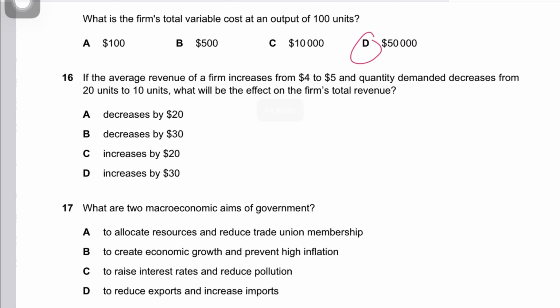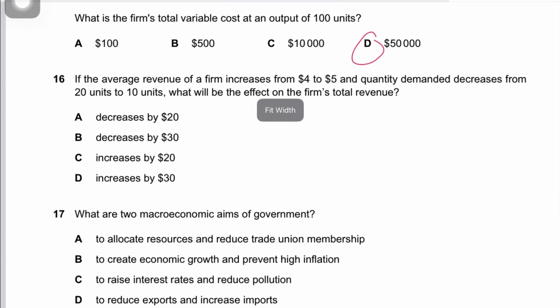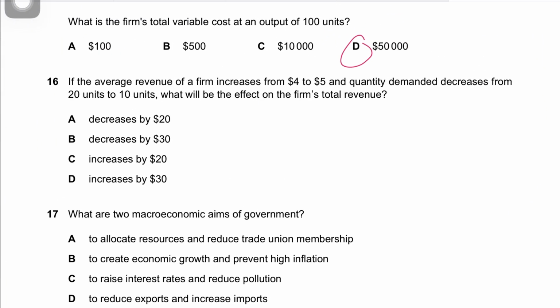Question 16: if the average revenue of a firm increases from 4 to 5, and quantity demanded decreases from 20 to 10, what will be the effect on total revenue? Pretty simple. What is the formula for total revenue? Total revenue would be average revenue times the quantity. Average revenue is total revenue divided by quantity, right? So if you want to find total revenue, you multiply average revenue by quantity.